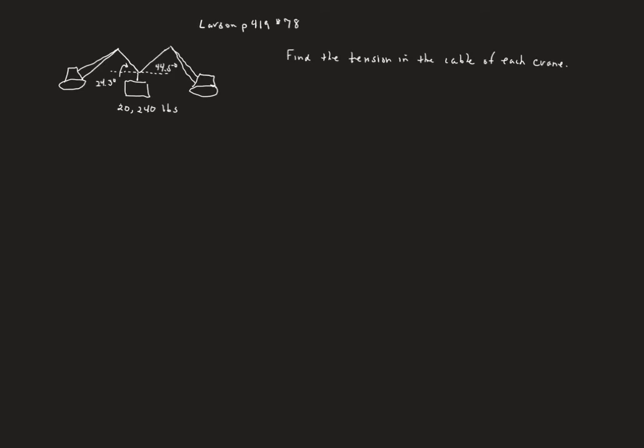So here we have a diagram. This is actually out of the Larson worksheet, page 419, number 78, if you want to see the whole problem written out. But here you can see my exceptional artistic skills. I've drawn 2 cranes. Those cranes have cables running from them that are supporting this massive weight of 20,240 pounds. So what we are trying to do is find the tension in each of the cables of the crane.